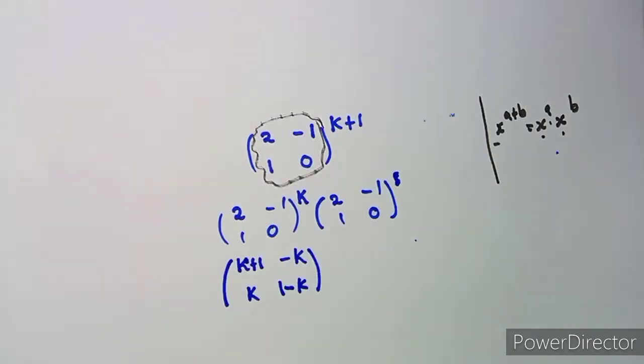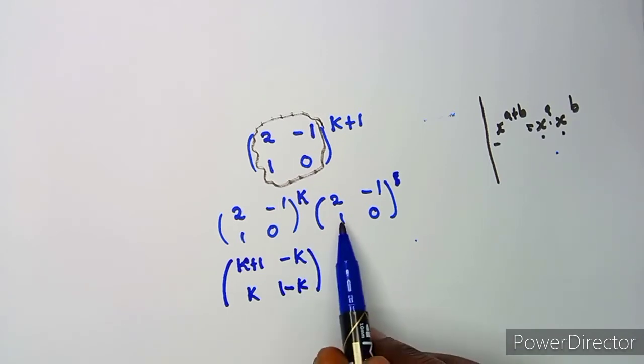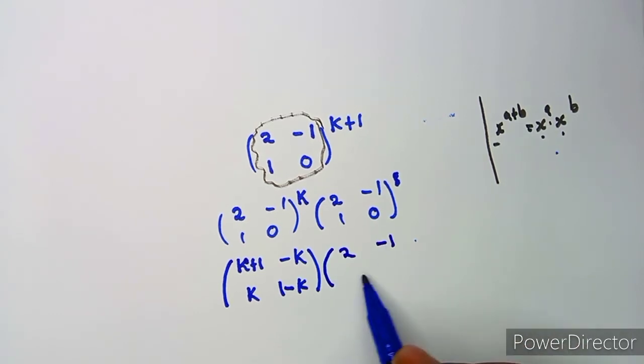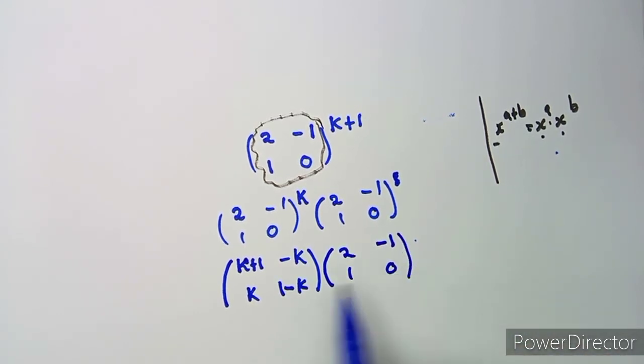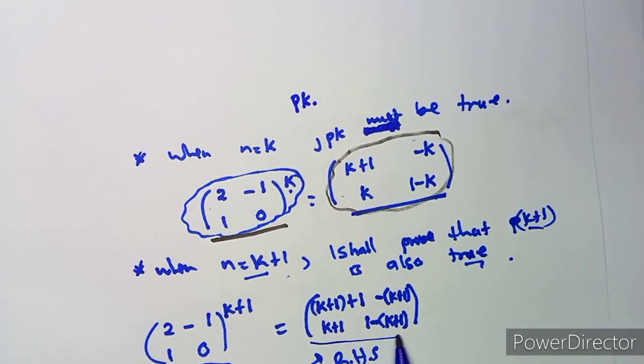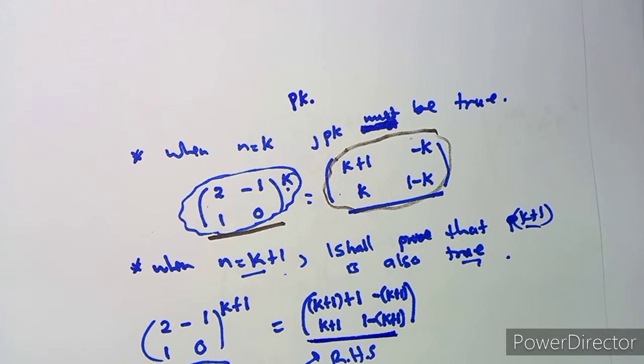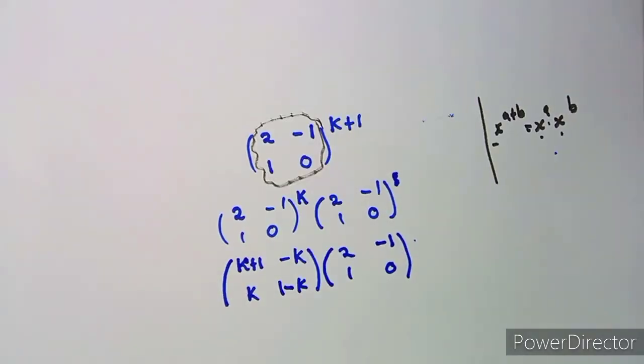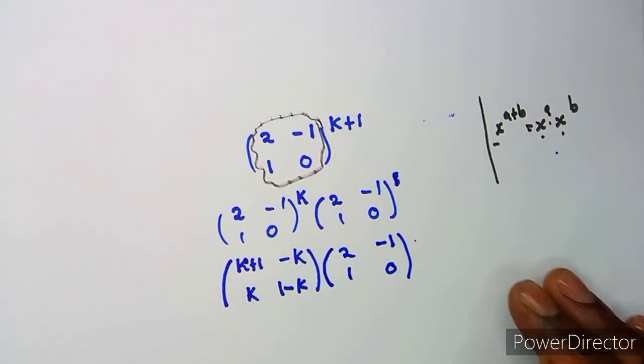So if this is your statement, remember where you are going to apply this. You are going to multiply it to the one that you are having here, which is [[2, -1], [1, 0]]. So if I multiply and simplify, am I going to obtain this part on the right hand side? If I am able to obtain this part on the right hand side, then I'm done. So let's prove it. Let's multiply, guys.